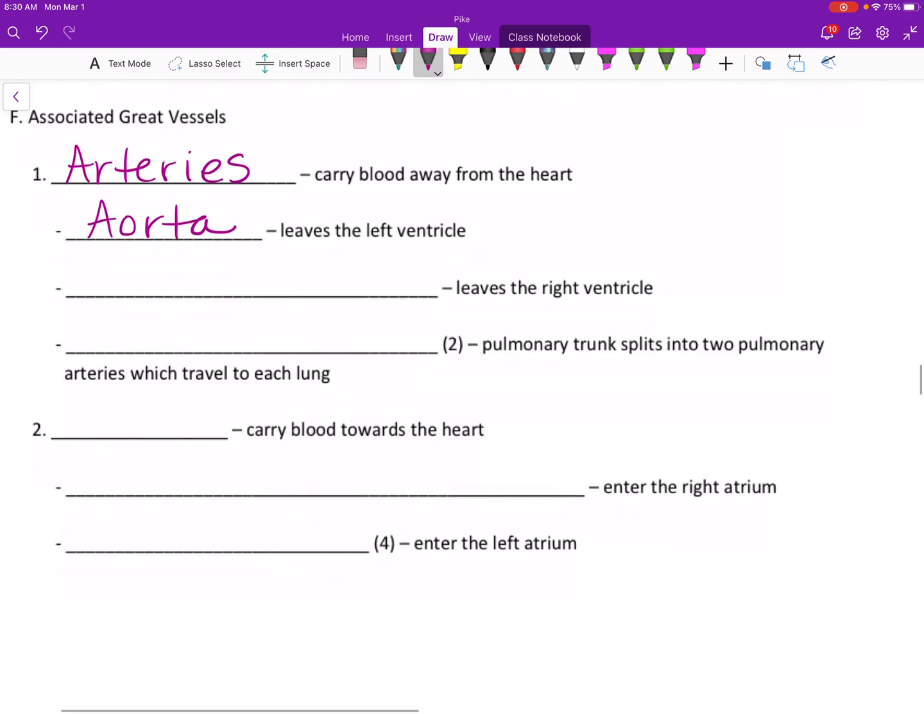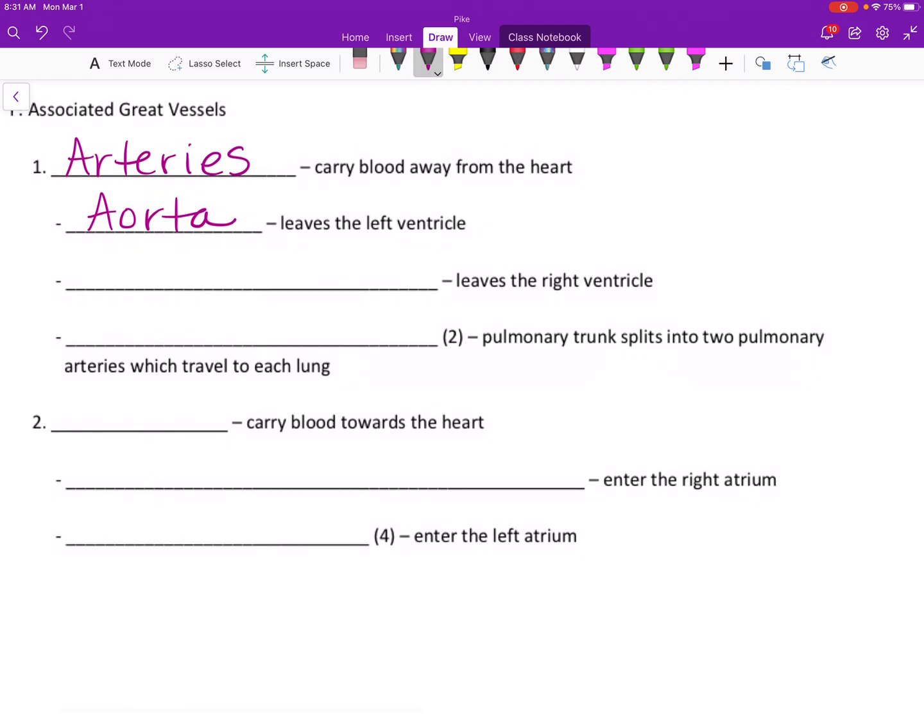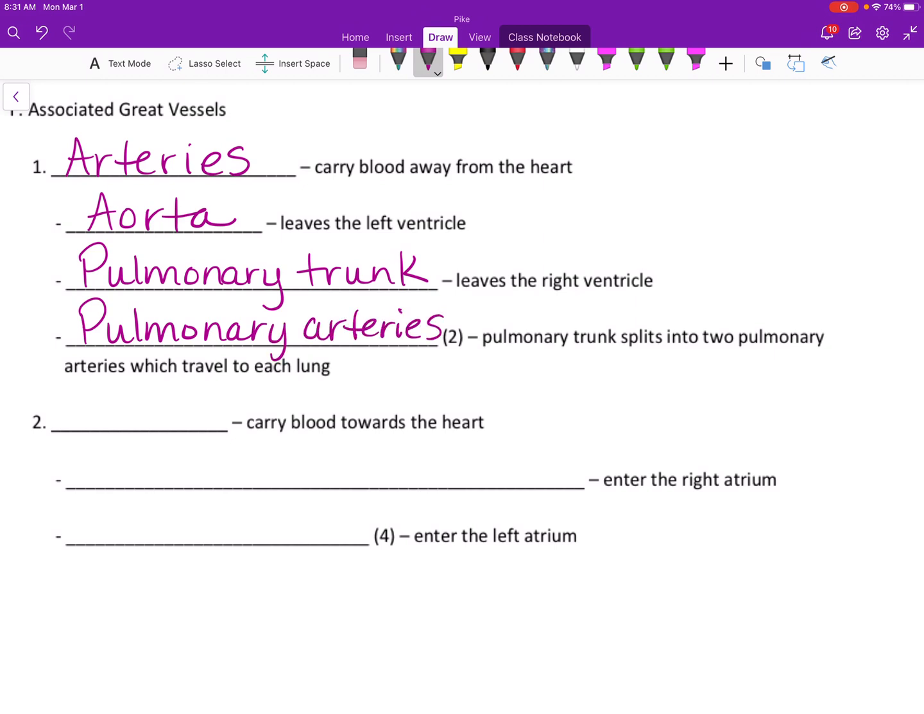And then you have an artery that leaves the right ventricle, and that is called the pulmonary trunk. That is taking blood to the lungs. Pulmon means lungs. And it's a trunk because then it's about to split into a right and left. And then next you have the pulmonary arteries. After the trunk, they split into a right and left pulmonary artery.